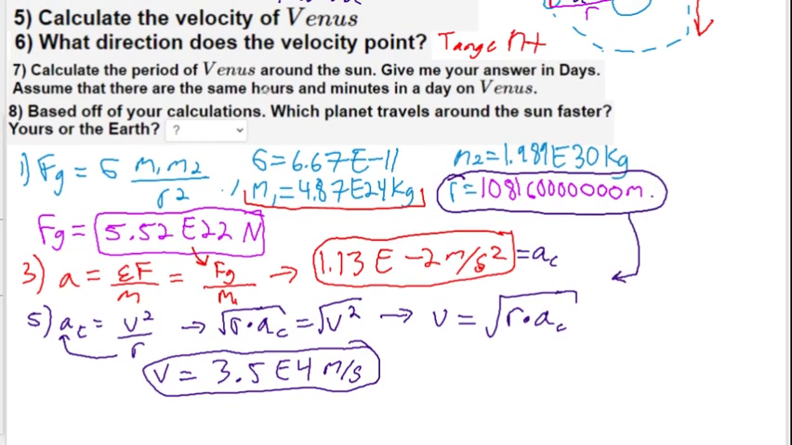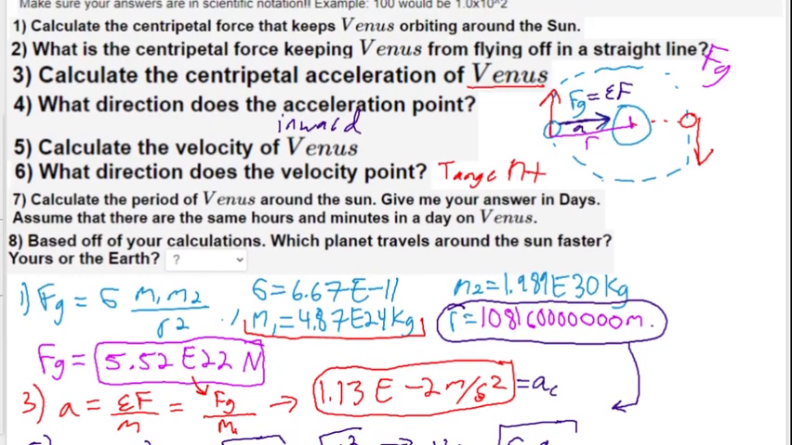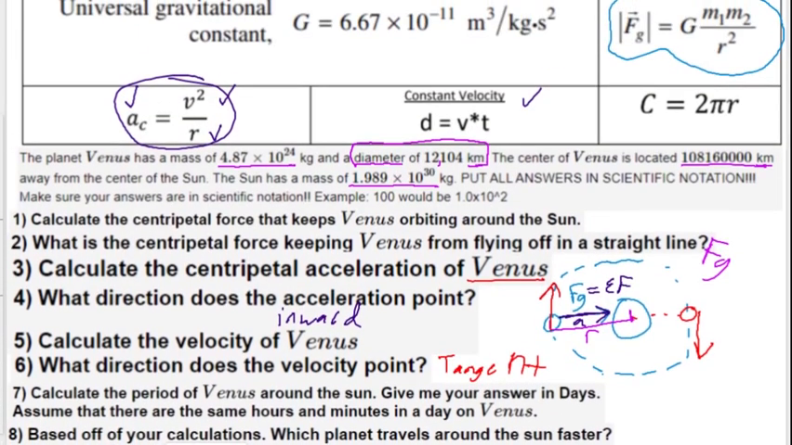Number 7, calculate the period of Venus around the sun. And we want the answer in days. Okay. So if we're calculating period, that means that we're calculating time. And in order to solve for time, we need velocity, which we just got. But we also need d. D in this case is the distance that it travels. So the period would mean one full rotation. So we need to figure out how long this entire distance is. Well, we said before that that distance we can assume is kind of like a circle. So the distance is actually the circumference. And the circumference is just 2 pi r. So C is really equal to D.